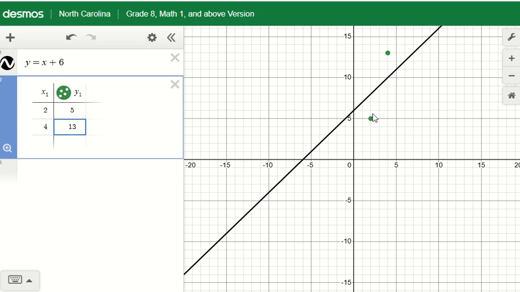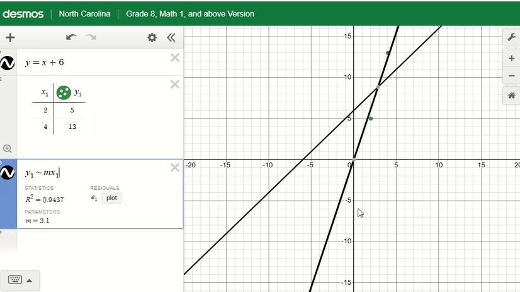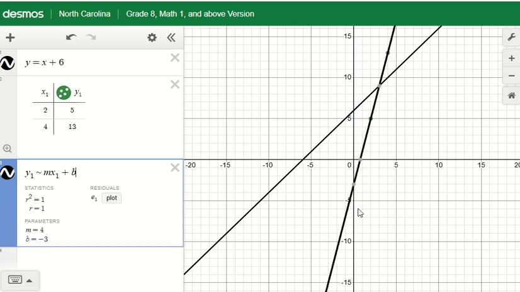All right, so write this on your board. You are going to type in y1, and then you press shift, and you're pressing the button next to a 1 to get that little squiggle line. And then you're going to type in m x1 plus b.